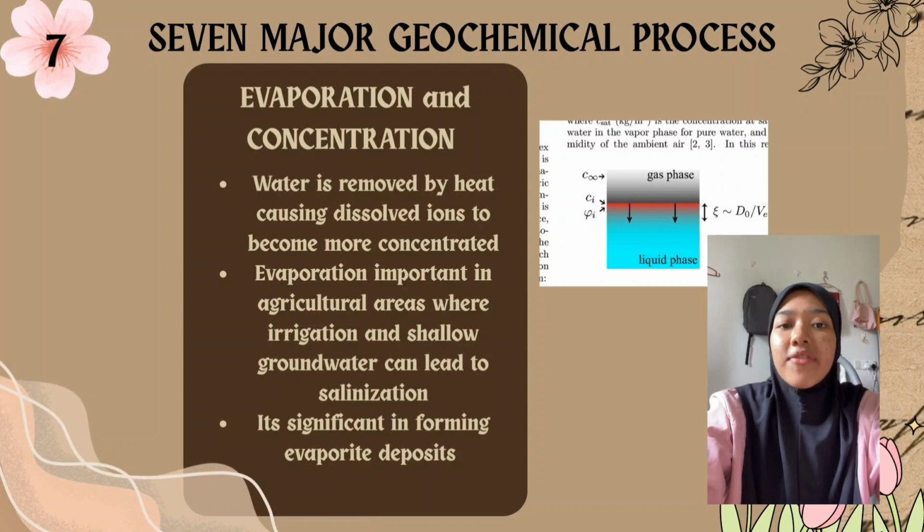Over time, if evaporation continues and no fresh water enters the system, the solution can become supersaturated. As a result, minerals begin to precipitate and form sediment layers. This is how we get evaporite minerals like halite, gypsum, and calcite. This process plays a crucial role in natural water chemistry and the formation of mineral deposits.